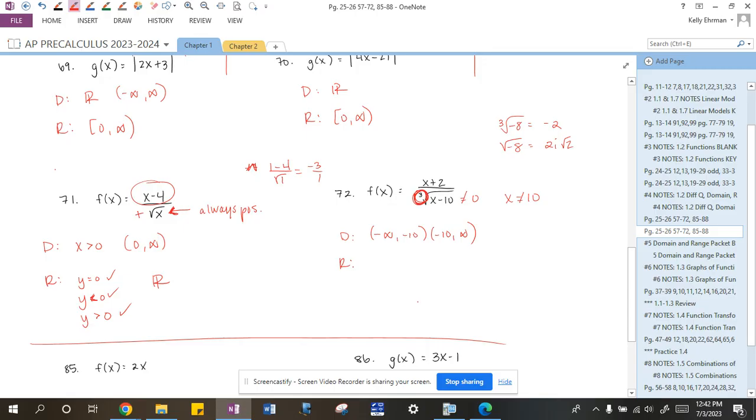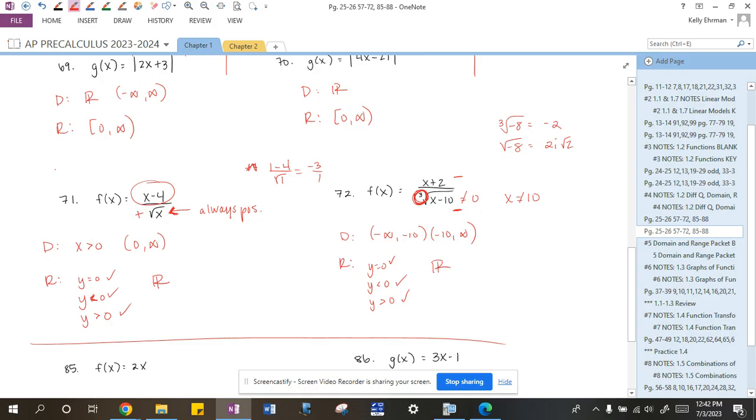What about the range? I'm going to run through my same checklist. Can y equal 0? Yes. If x is negative 2, I get 0 over the cube root of negative 12. So yes, y can equal 0. Can y be negative? X plus 2 can be negative. A cube root can be negative. So if one of these is positive and the other is negative, I'll get some negatives. And x plus 2 can be positive, and so can x minus 10, or if they're both negative, the y will divide out to something positive. So we're back to all real numbers for that.